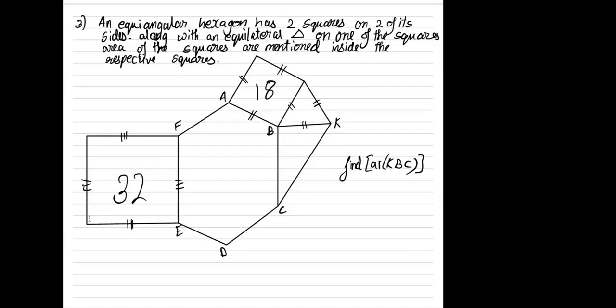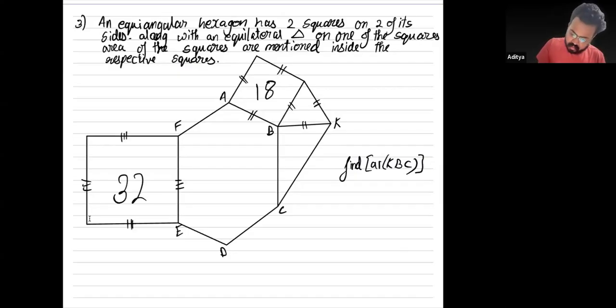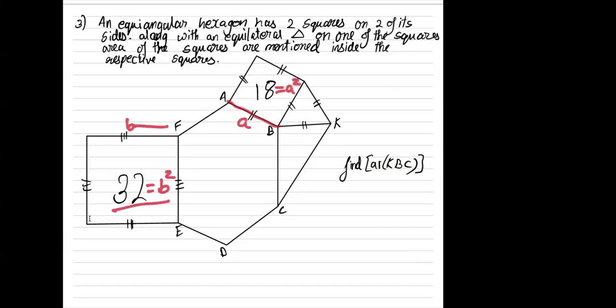The 32 and 18 are the sides or the perimeters or the areas? This is the area of the square. So area means area. If this side length is A, then this is equal to A square. If this is B, then this is equal to B square. Area only.